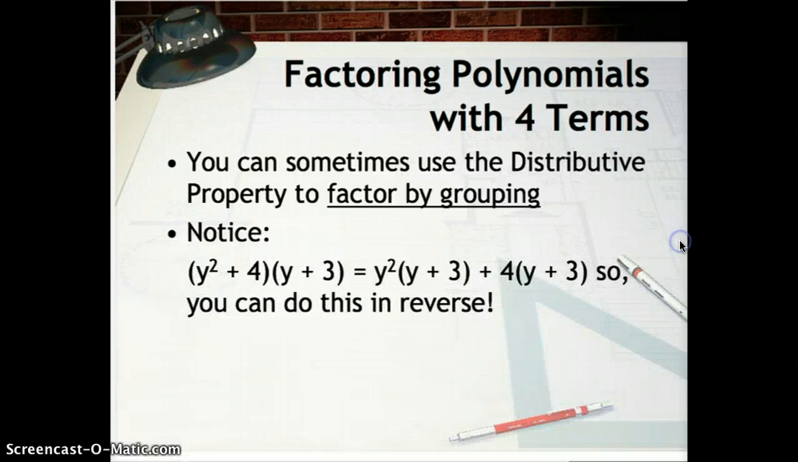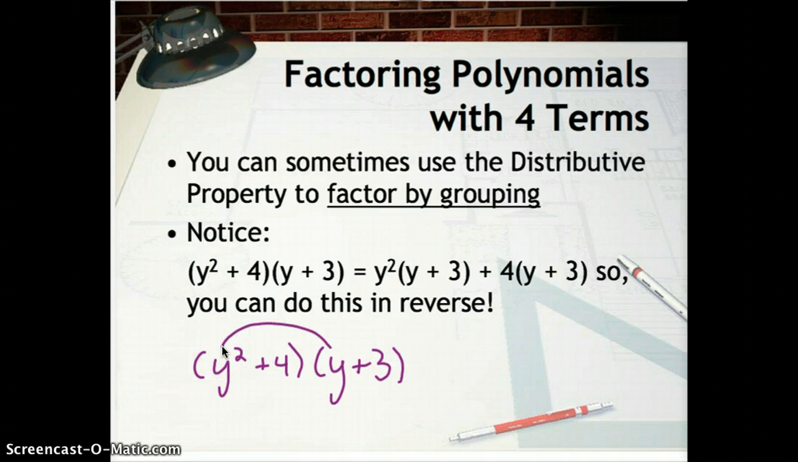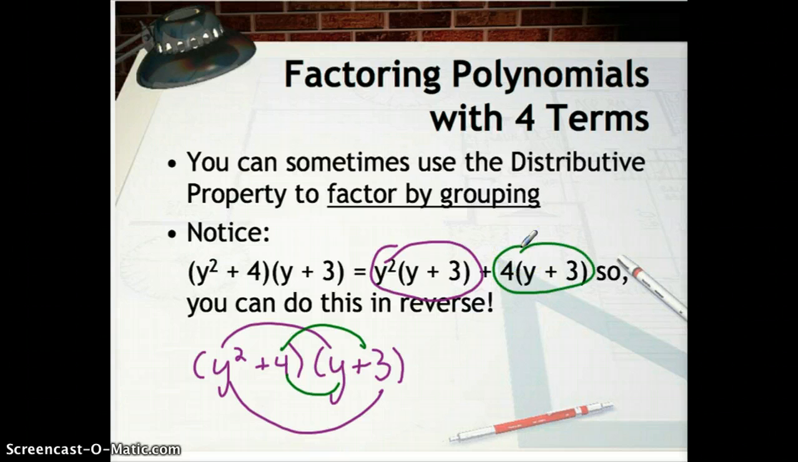I want you to notice something. If I was multiplying y squared plus 4 times y plus 3, I want you to notice that we would multiply y squared by y and y squared by 3. So really, we've just multiplied y squared by y plus 3. And then we'd take 4 and multiply it by y, and 4 and multiply it by 3. So we'd take 4 and multiply it by y plus 3.